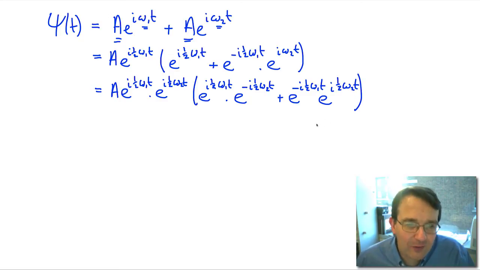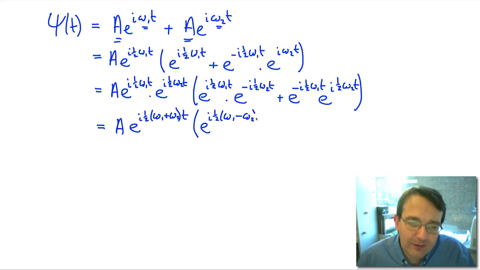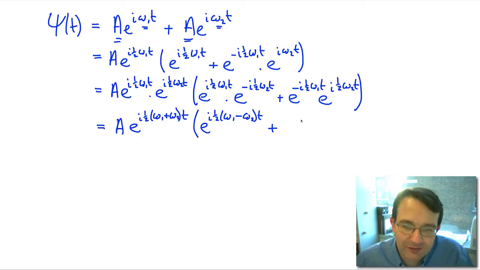Okay, so now what happens? Well, when I multiply two exponentials together, I just add the powers. So I can rewrite this now as a times e to the i a half omega 1 plus omega 2 times t. And now in these brackets I can write this as e to the i a half, and now I've got omega 1 minus omega 2 times t, plus, and then here I've got minus omega 1 and plus omega 2, so I can write this in the following way, e to the minus i a half, and now omega 1 minus omega 2 times t.